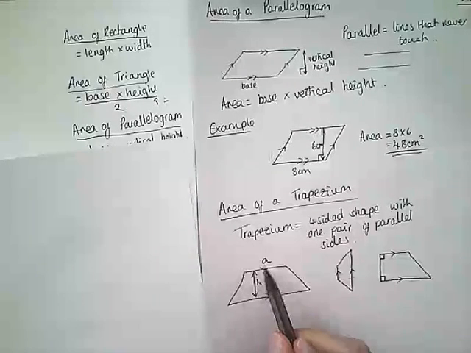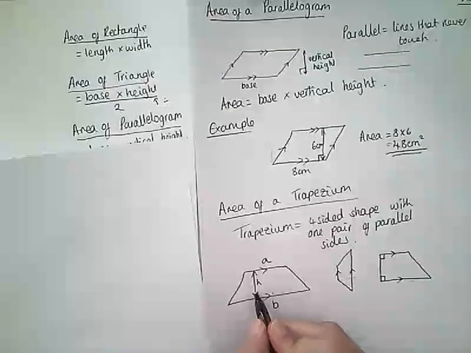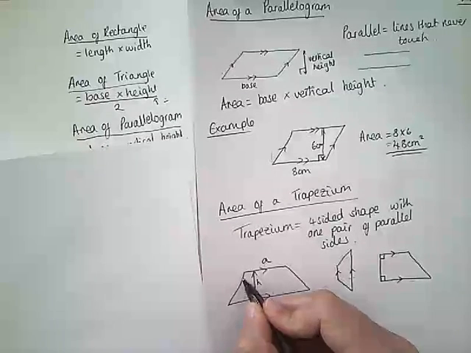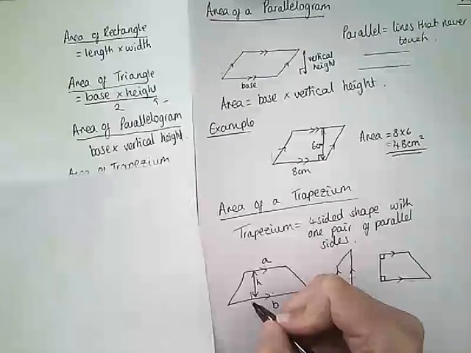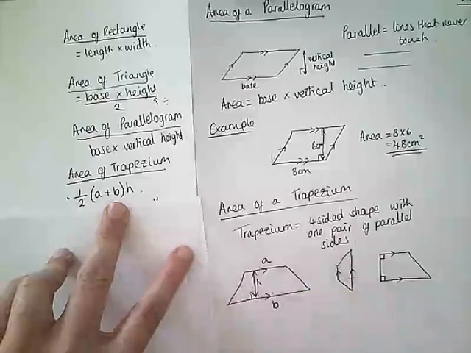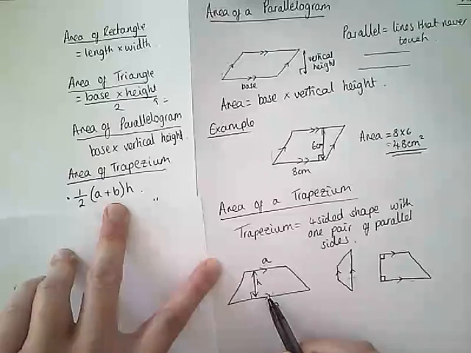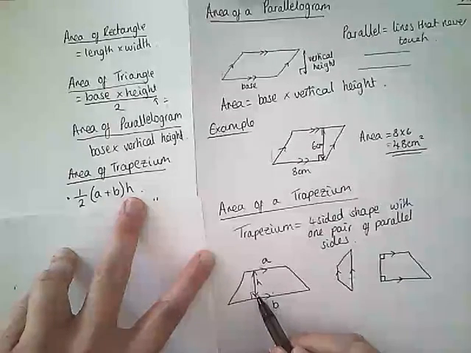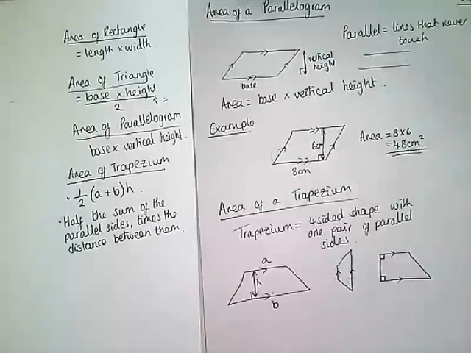Okay, we're going to call the two parallel sides A and B, and we're going to call the vertical height in between them H. Again, that is the vertical height, not the slanty height, the vertical height at right angles. Now the formula for the area of a trapezium is a half times A plus B, times the height. So what we're effectively doing is adding our two parallel sides, halving it and timesing it by the height. Put more simply, you halve the sum of the parallel sides and times the distance between them.